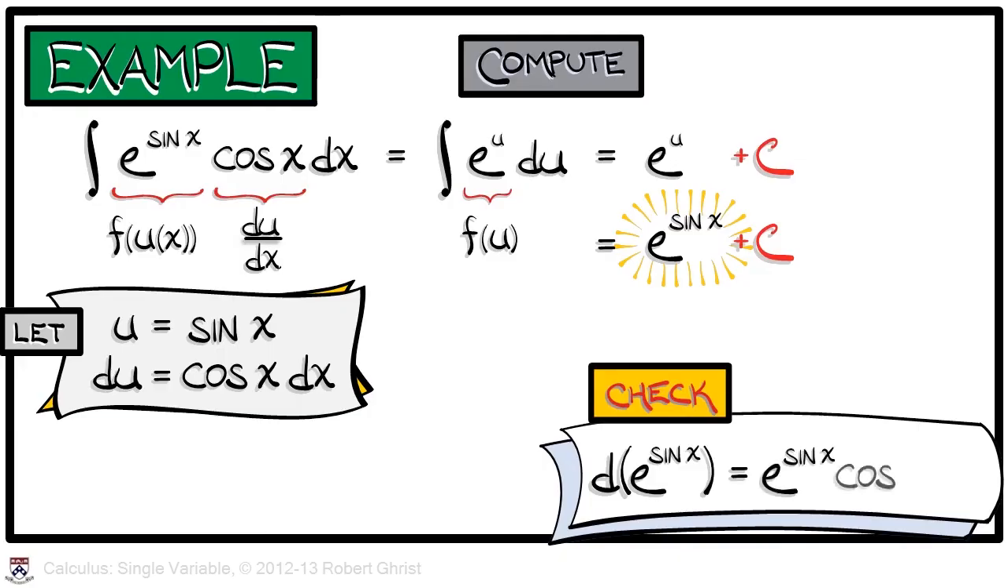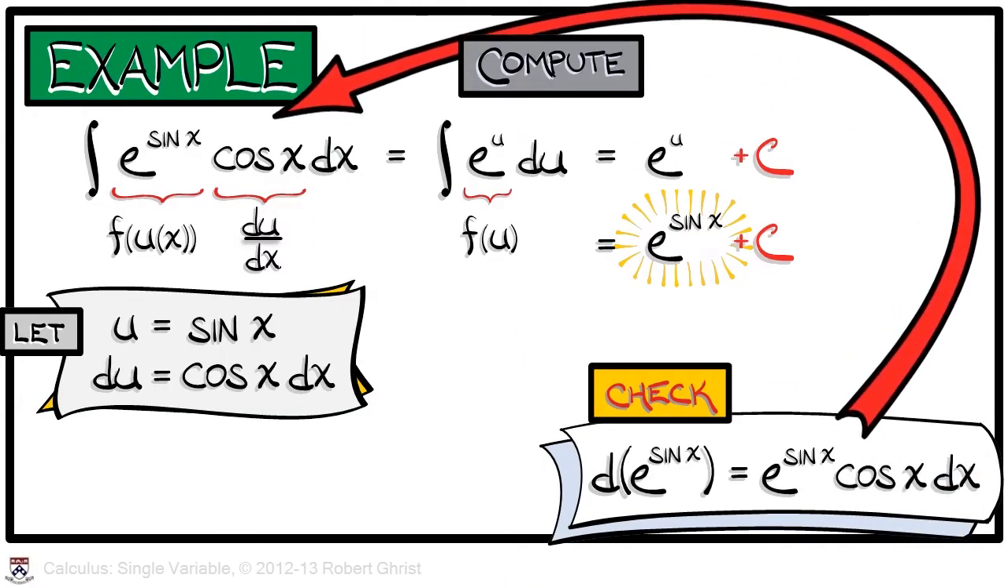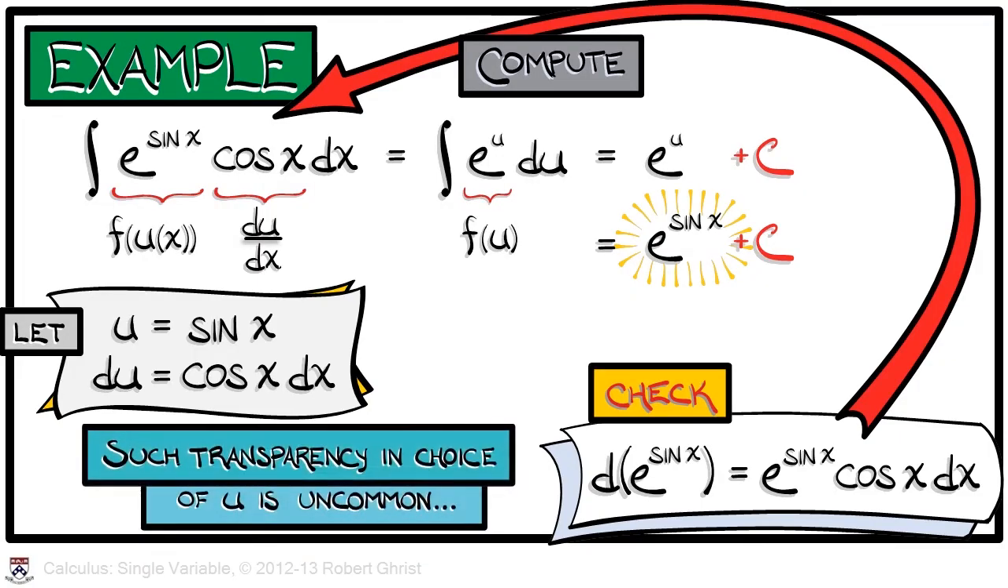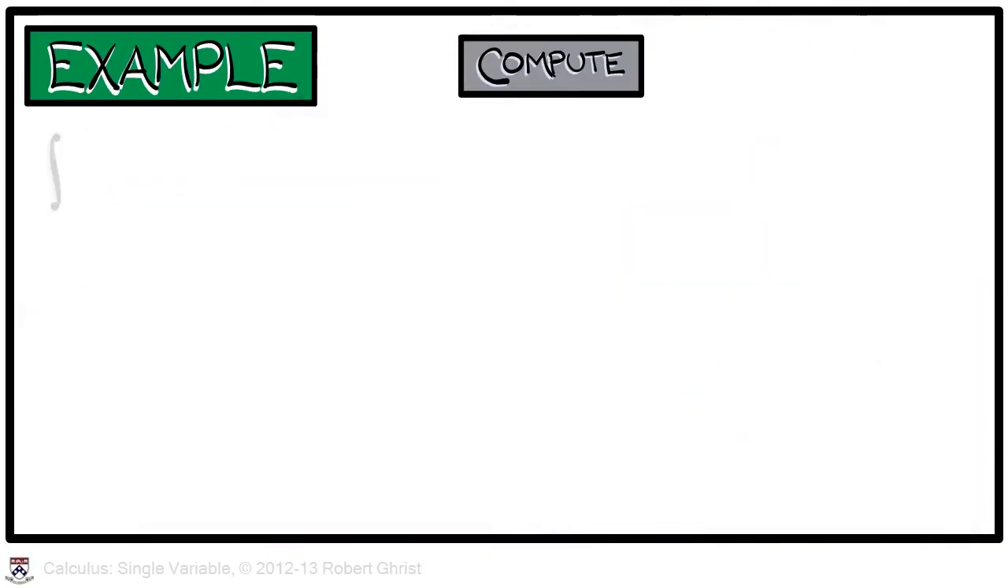Now, we could and should check that this is actually the correct answer. We should differentiate e to the sine of x and see that we obtain e to the sine of x times cosine of x dx. That's the wonderful thing about these types of problems. You can always check your results. Now, in this case, choosing the u and choosing the f were easy, almost transparent. This is not always the case.